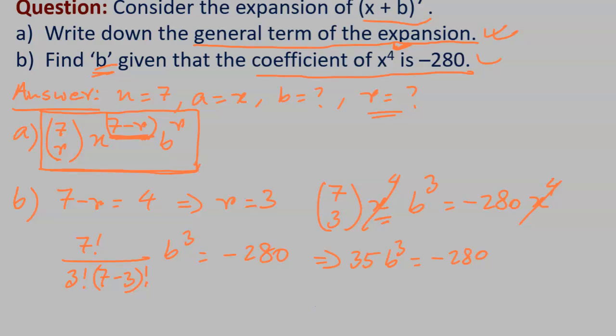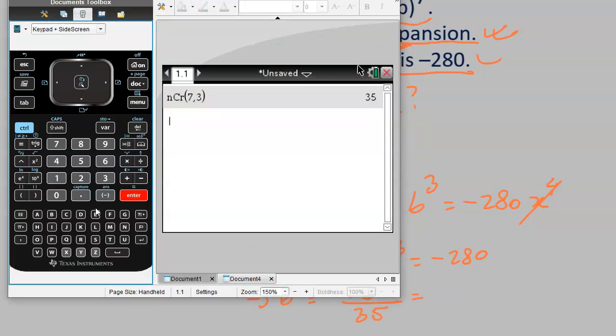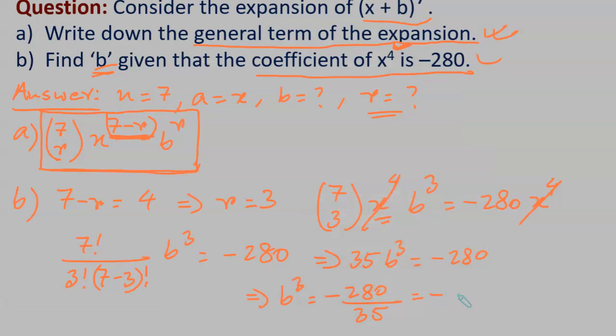And what is the value of b cube? b cube is equal to negative 280 divided by 35, which is negative 8. Okay, so b cube equals negative 8.